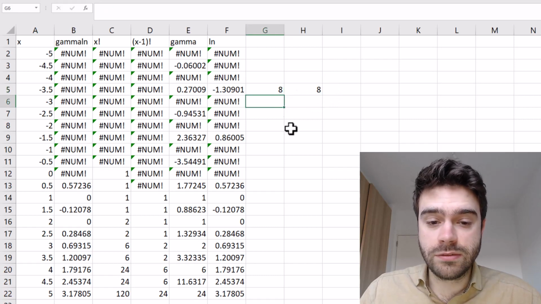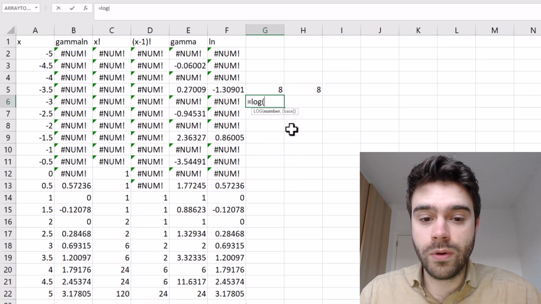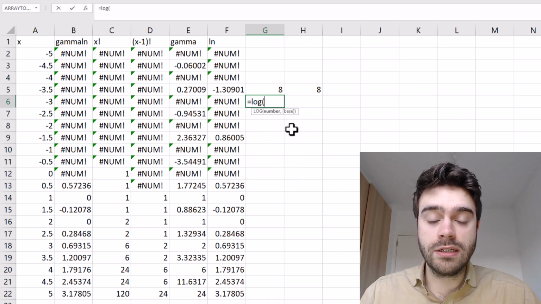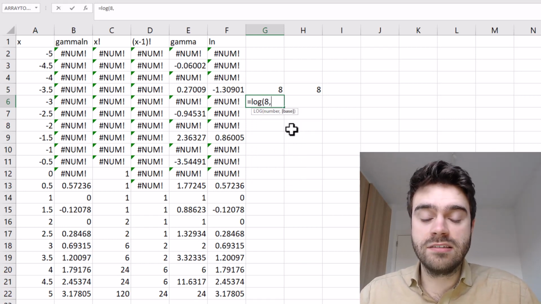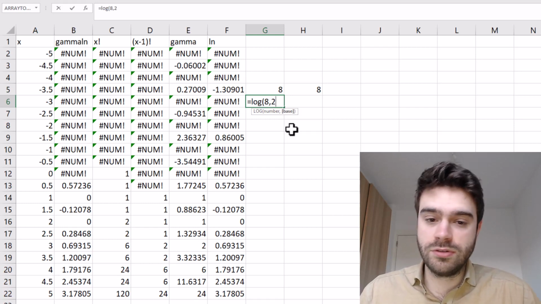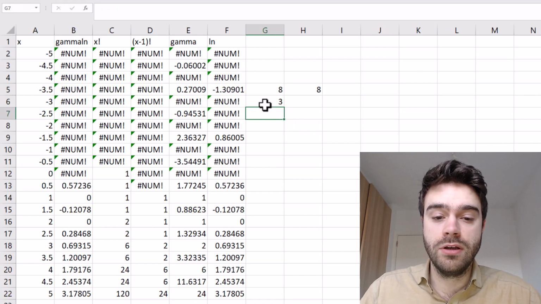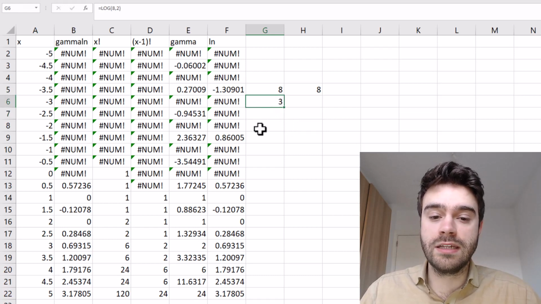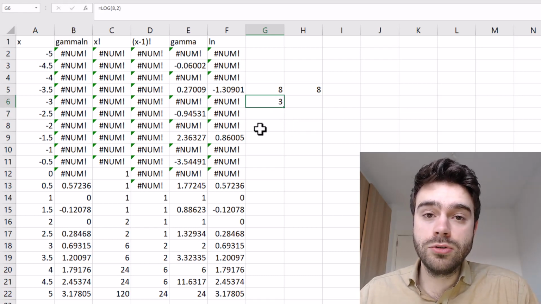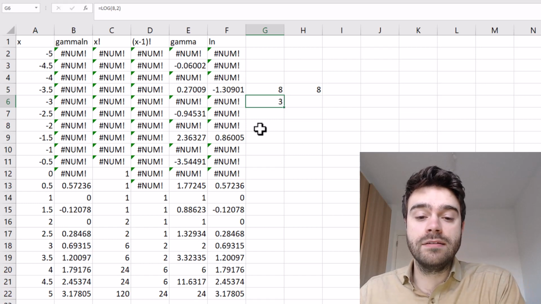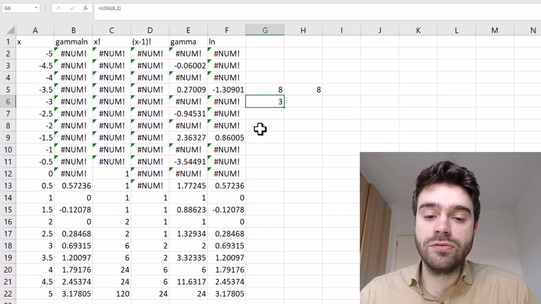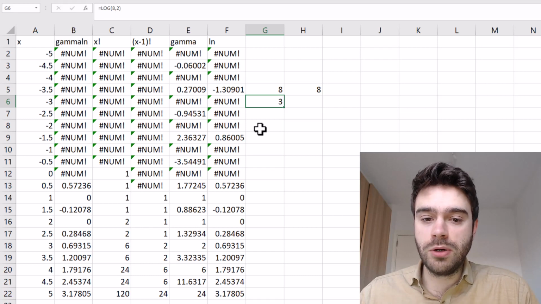And so for this, we can use the log function within Excel. So we take the log of 8 and it's a log 2, so it has base 2. So that's the second argument. If I close the parentheses, you can see we get 3. So in other words, what this means is that we have to take 2 to the power of 3 to get 8. So this logarithm allows us to find an unknown exponent.